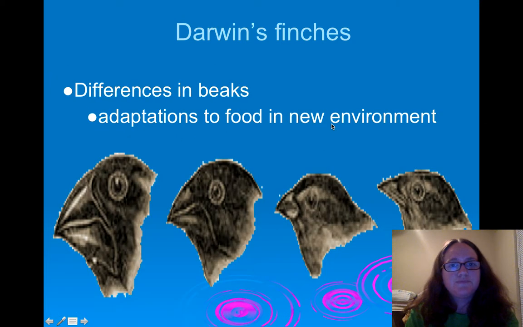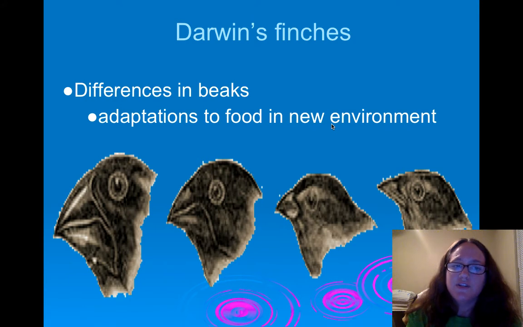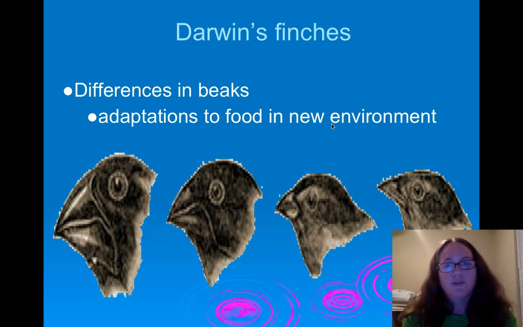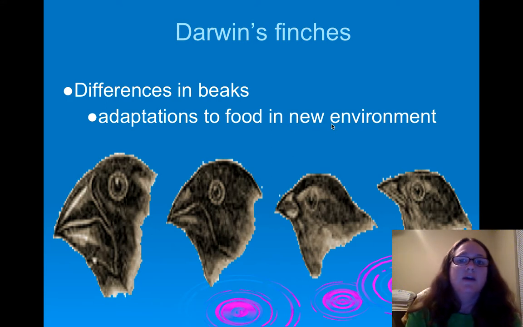Which it did. So the differences in the finches were the beaks, and Darwin proposed that it was because of adaptations to a new environment. In other words, the food on the island was different from the food in South America, and so the finches on the island had to adapt to that difference in food. So what he hypothesized was that one finch at some point in time went from the South American continent and got to the island, and then that one finch diverged into those 13 different species.